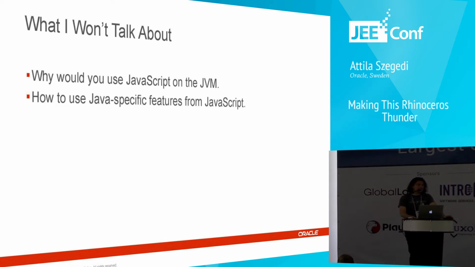I also will not be talking about how to use Java-specific features from JavaScript. I gave a few talks about that, and there are all kinds of platform integrations: how you can pass JavaScript functions wherever lambdas are expected, how you can obviously create Java POJOs, you can subclass Java classes in JavaScript, and so on and so on. That's all possible, but I will not be talking about it here.